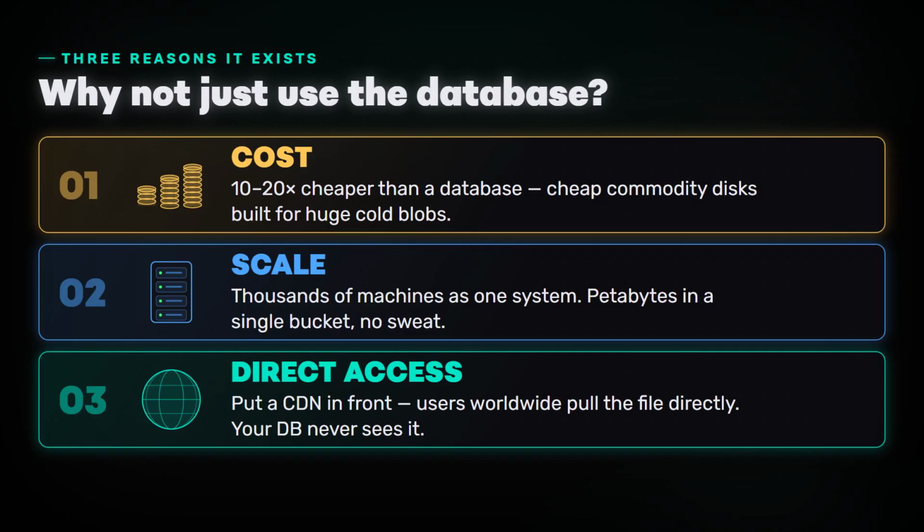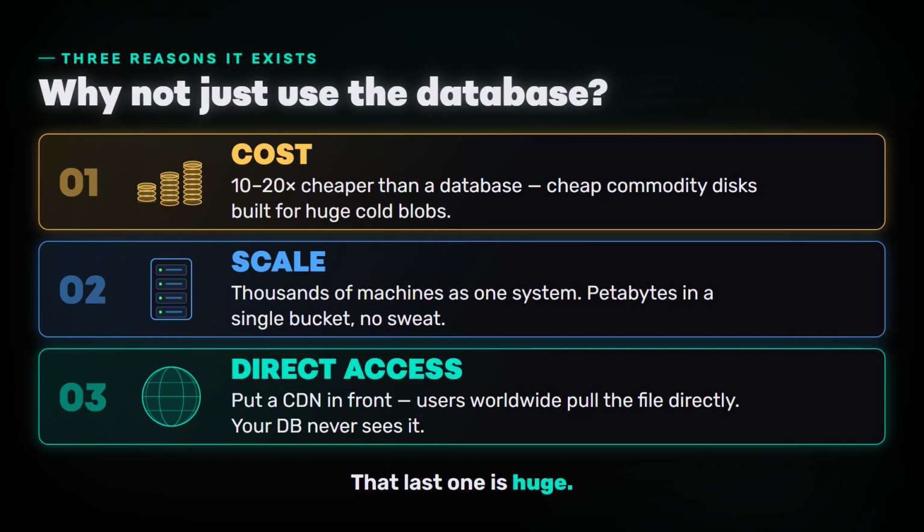Reason 3. Direct access. Once a file is in S3, you can put a content delivery network in front of it and users around the world pull the file from a server near them. Your app never sees the request. Your database never sees the request. The file just gets delivered.